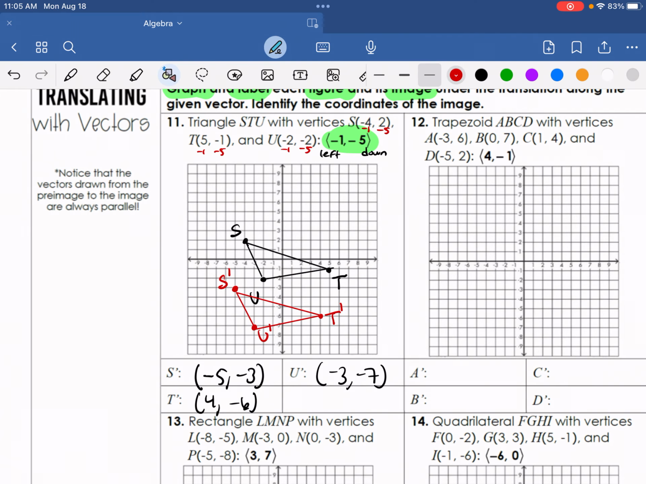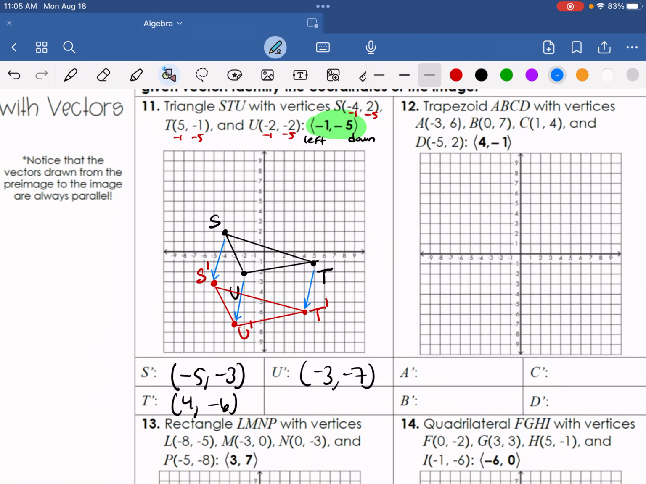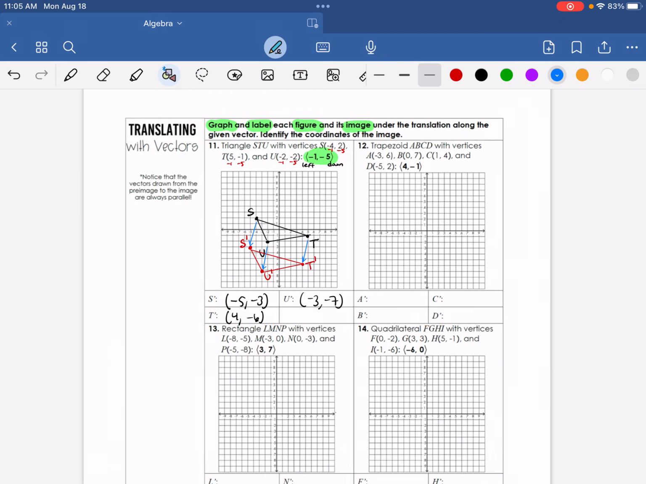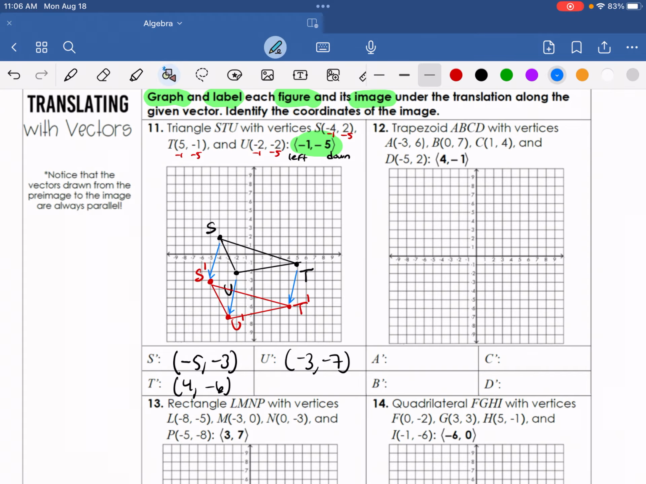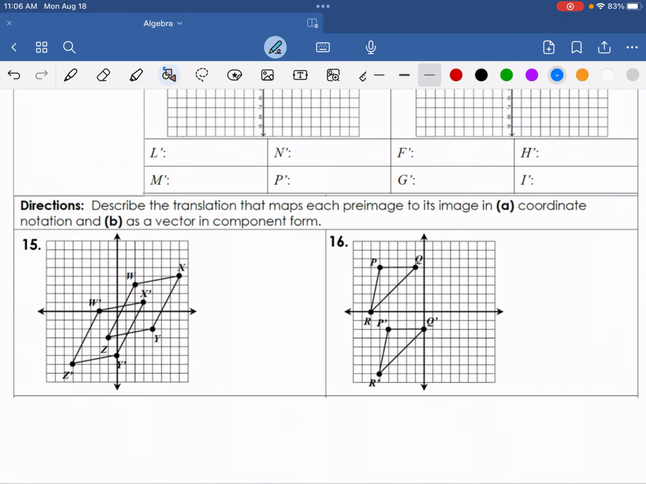So what part is this a vector for? The vectors are where you would see S to S prime. That's the vector. See how this arrow goes left 1 and down 5? So the vector is actually this part. This is our vector. It's just showing you how all these 3 arrows, these 3 vectors, moved left 1, down 5. So you should be able to do the other pictures. The shape should look the same size, the same shape. Nothing should change.